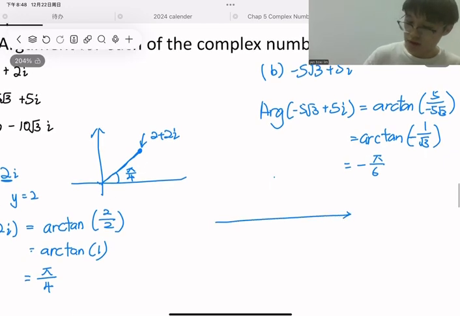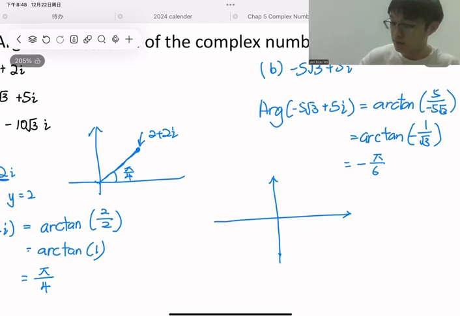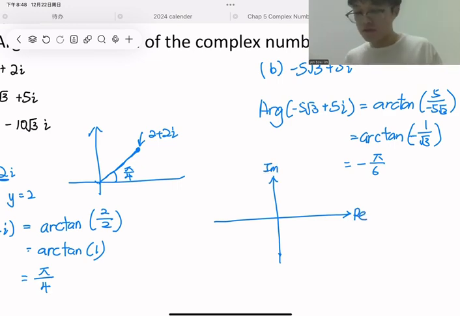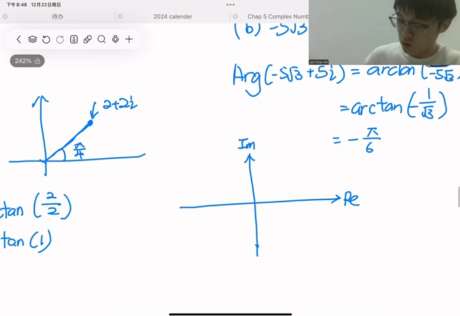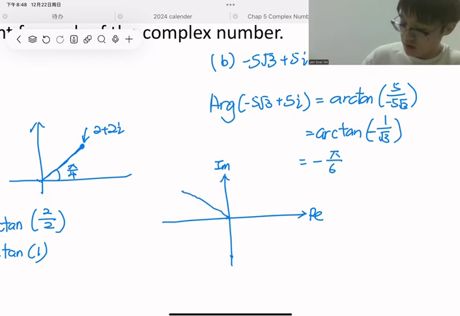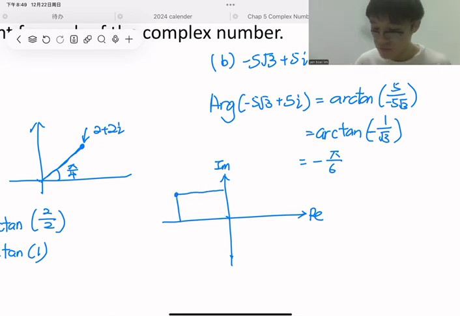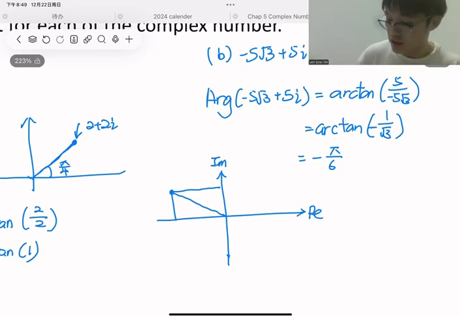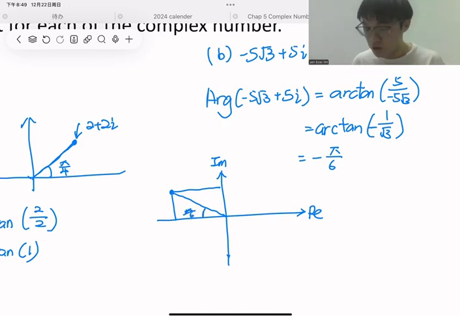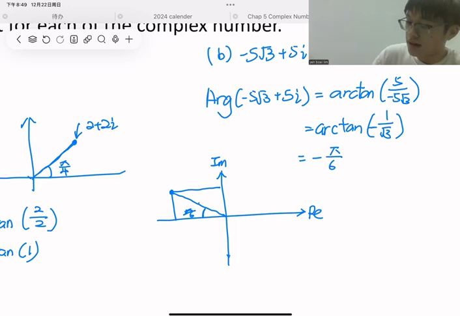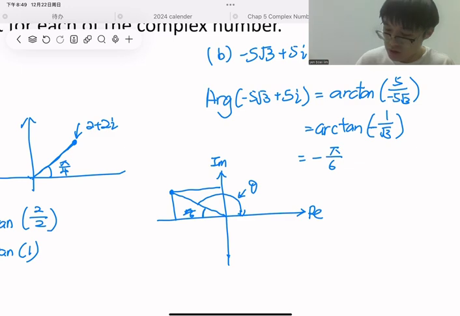Before we think about the argument, we can use an Argand diagram to make it simpler, with the real part and imaginary part. For negative 5 square root 3 plus 5i, the point will be in the second quadrant, with a negative real part and a positive imaginary part. When we use the arctangent, we get the reference angle, negative pi over 6. But the real argument is the angle between the line and the positive x-axis, so we need to find this. The argument actually is pi minus pi over 6, which is 5 over 6 pi.